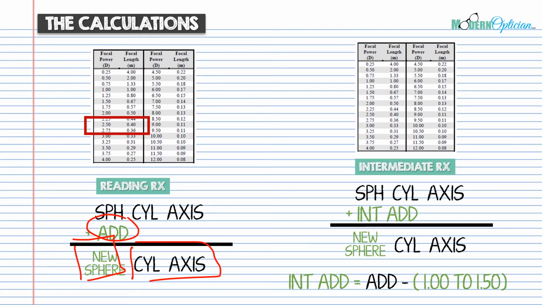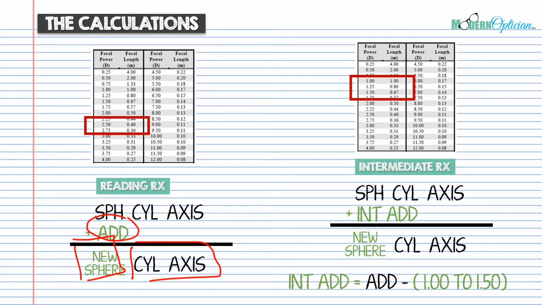And I've heard people say, well, you just take half the add. Well, that's not always appropriate because half the add does correlate pretty well for a higher addition, but when you get lower additions, half the add just isn't going to cut it. What you have to think of, the same way you were thinking of the reading prescription, when you think of the intermediate RX, you have to think of what focal length we are dealing in.